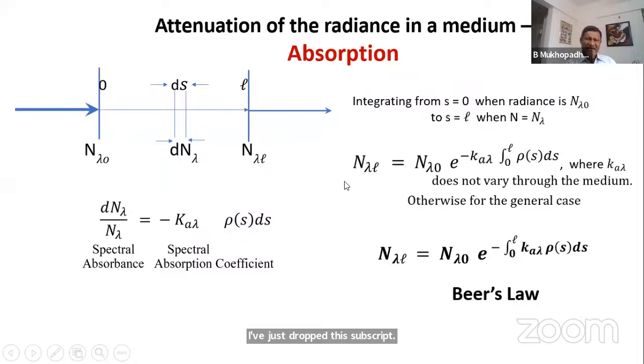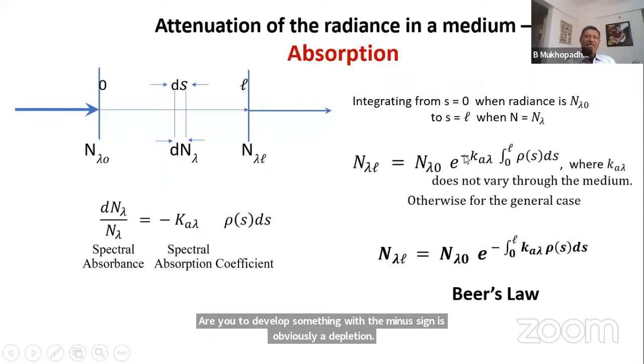And this N lambda L, the emerging radiance, is obviously, when you integrate this, you get the logarithmic function. And so the ultimate solution is e to the power minus, okay? This minus sign comes here. So what it essentially means is that along the path, as you increase S, presuming that the composition of the atmosphere hasn't changed during the S, which is partly true in the troposphere, we can write this equation like the one that is entering, the radiance that is entering the medium, and e to the power something. Now, e to the power something with a minus sign is obviously a depletion. That's the measure of the absorption.